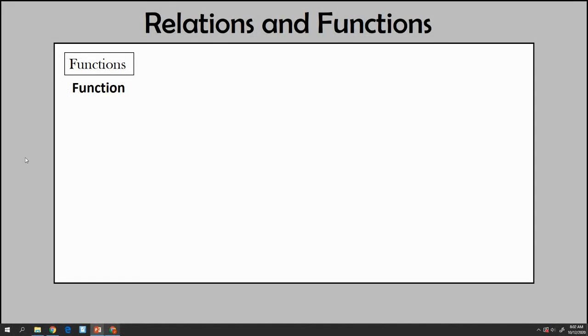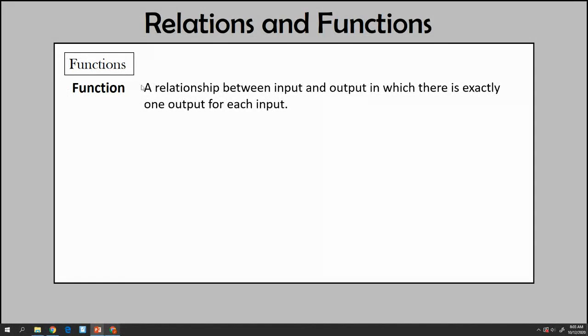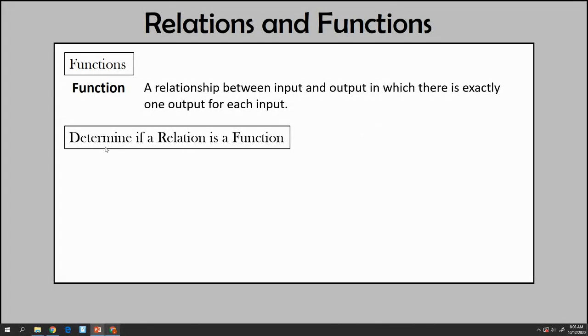The next idea here is functions. A function is a relation in which there is exactly one output for each input. So every input value is paired with one output. That's the easiest way to explain it. Let me go through some examples with you.